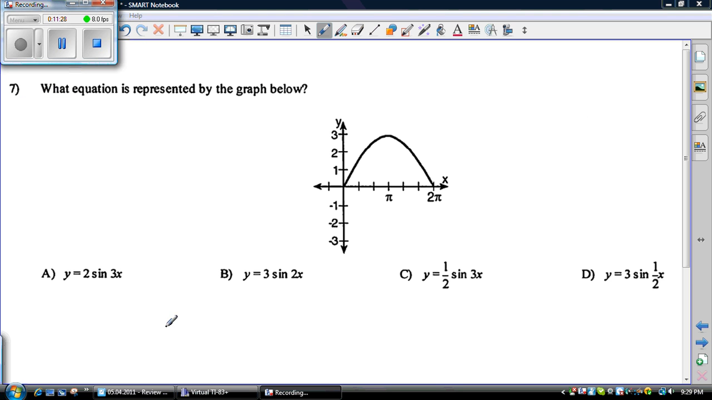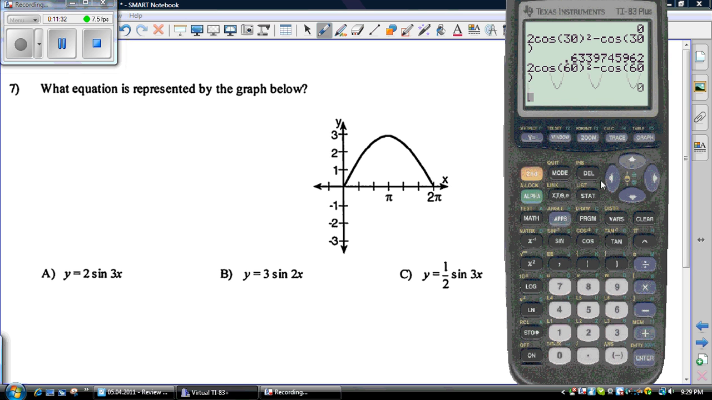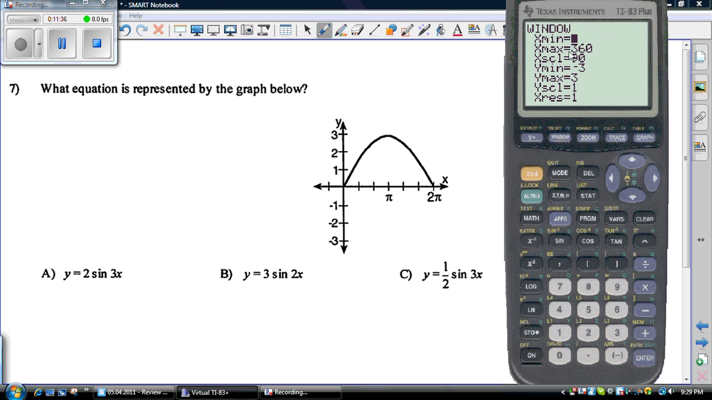Which graph is represented below? Well, let's use our calculator, right? My window's already set to 0 to 360. That's 0 to 2 pi. I just don't feel like making my calculator in radians. And it's going from -3 to 3. So now I'm just going to plug in choices. Well, 2 sine 3x, take a look at it. It's definitely not this one. You're out.